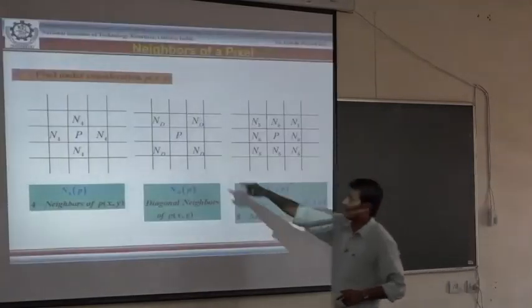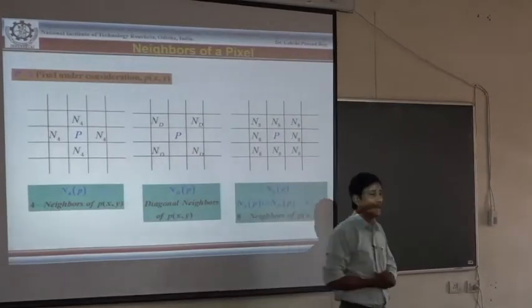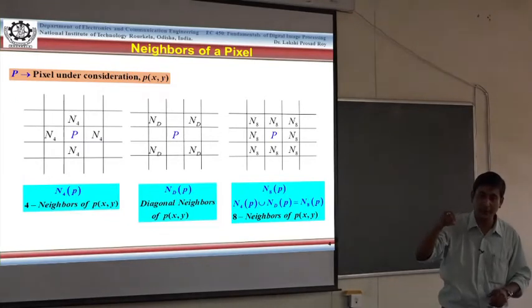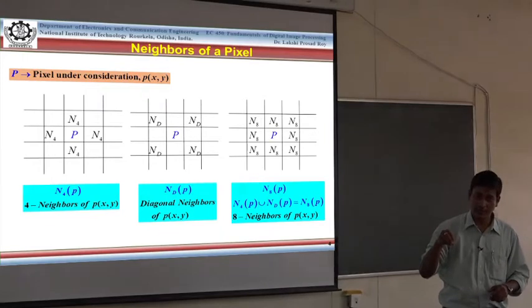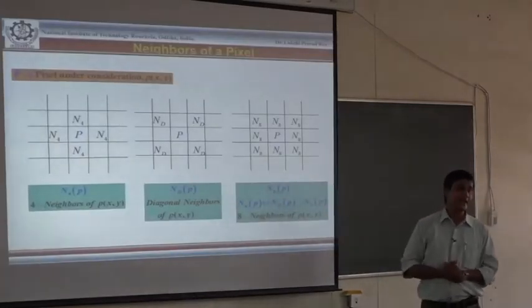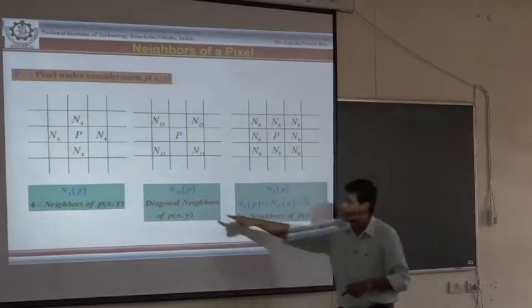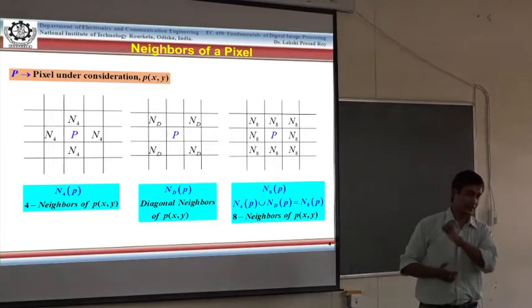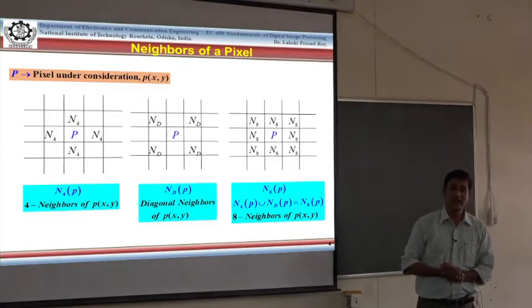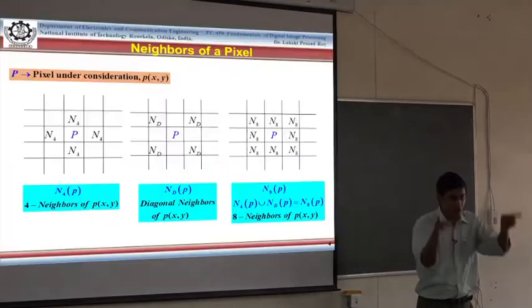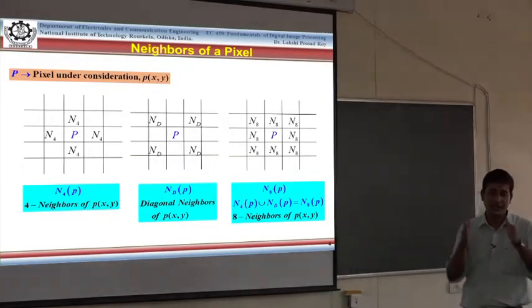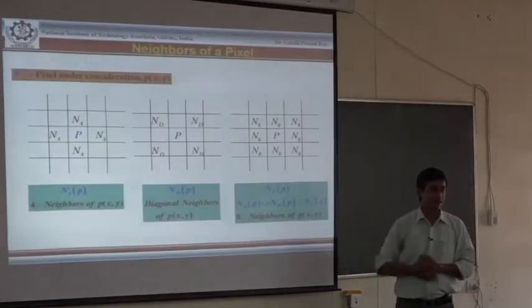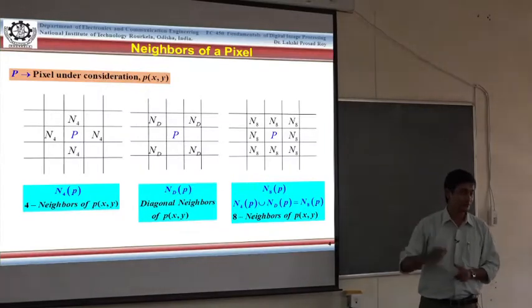Those who are diagonal to this, let them be named ND. I am naming those locations, the coordinates of them, actually. Those will be called diagonal neighbors of P, for an arbitrary coordinate x y where P is pointed. Those will be named NDP. That means I have made a group where those locations will be kept in my memory, that these are the diagonal neighbors, NDP, of that P pixel, which is at location x comma y.